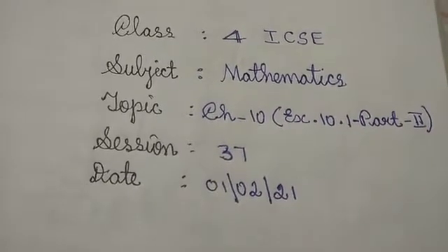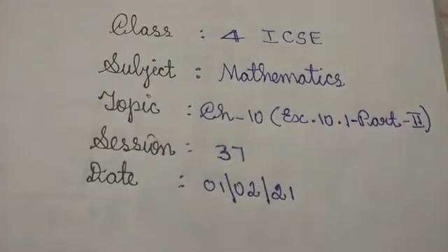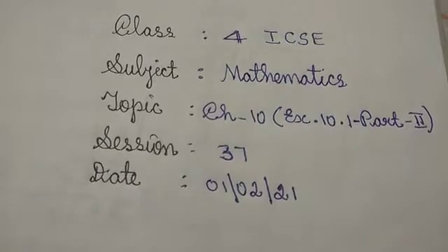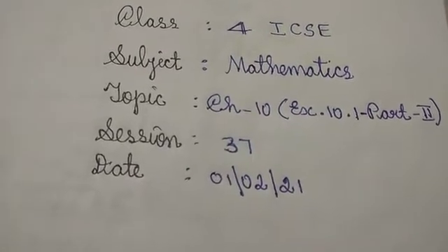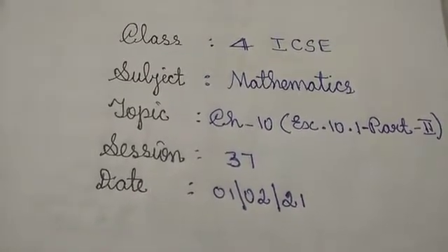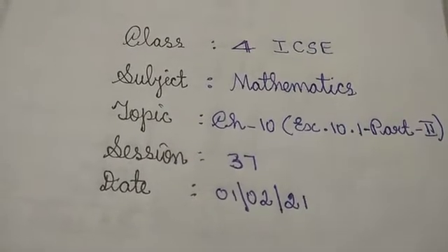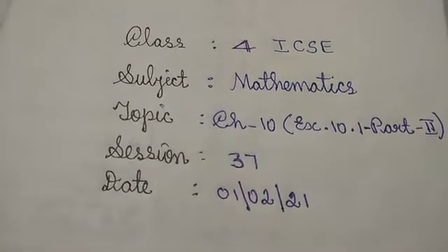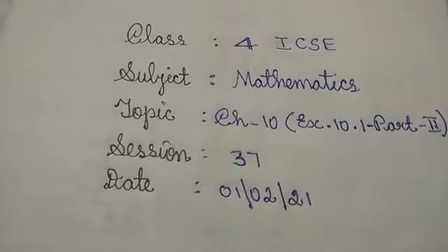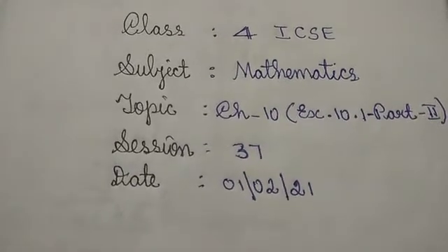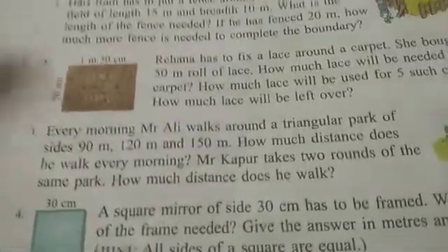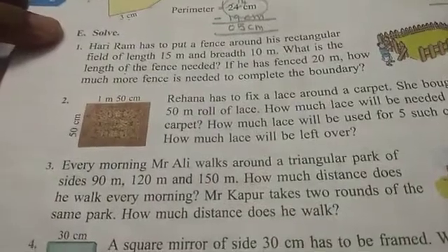Children, today we are going to see mathematics, chapter 10. In chapter 10 we saw A, B, C, D, isn't it? Find the missing length, measure the sides of the given shapes, like that we saw. And today we are going to solve exercise 10.1, E1. Can you see here, children? See this E sum we are going to see.